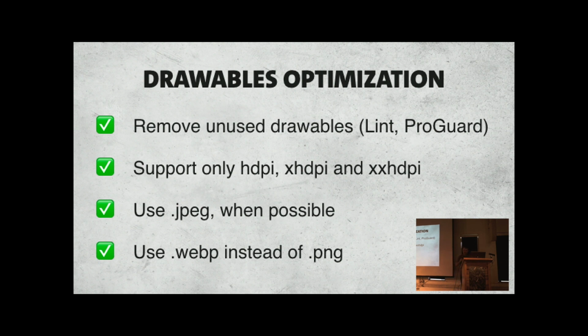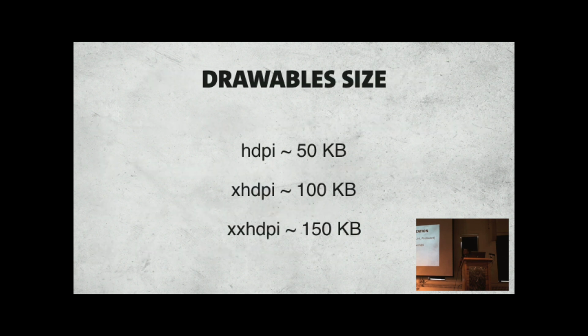After that, we also discovered a couple of rules which we set up for our team. For all the drawables, we defined that drawables with HDPI should be around 50 kilobytes, and for all the others, for XHDPI, 100 kilobytes, and for XXHDPI, not more than around 150 kilobytes.